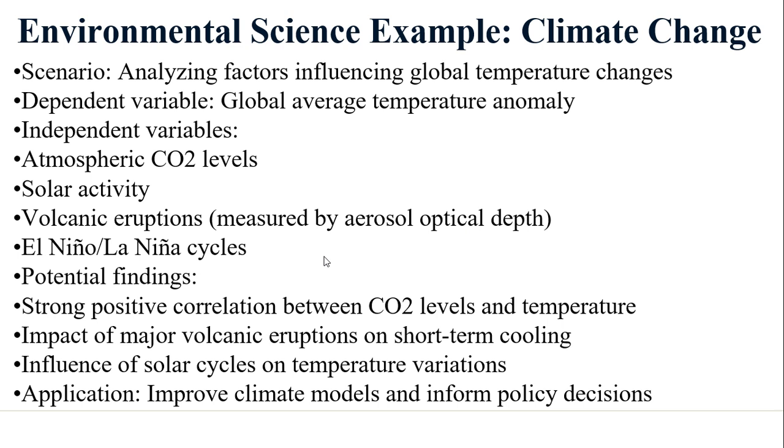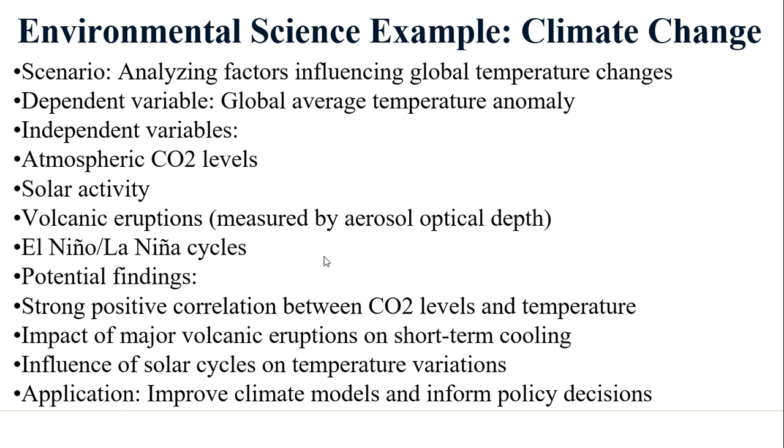Well, probably because there's an increase in CO2 level, the temperature is increasing. Impact of major volcanic eruption on short-term cooling. Influence of solar cycles on temperature variation. So regression helps us find these things, which helps us in terms of application, to improve the climate model and inform policy decisions, based on the fact that we know that we have these independent variables. You know that this is the dependent variable. This is what we're trying to do.